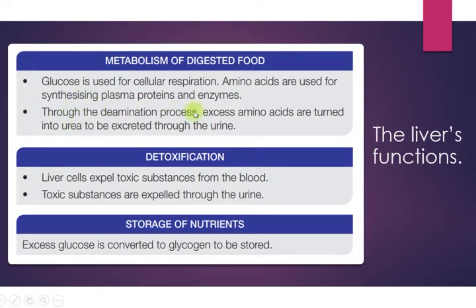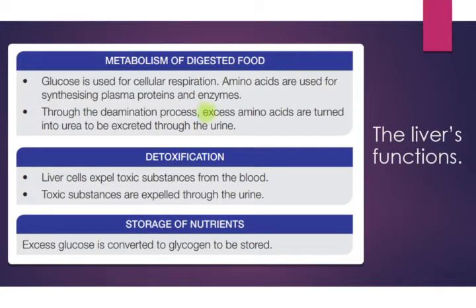Through the deamination process, which also occurs in the liver. So what is the deamination process? It refers to the excess amino acids being converted into urea to be excreted through the urine. So you have to remember that excess amino acids cannot be stored. They have to be converted into urea to be excreted out.